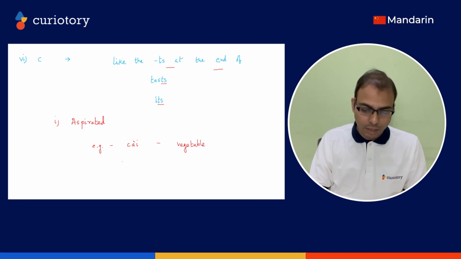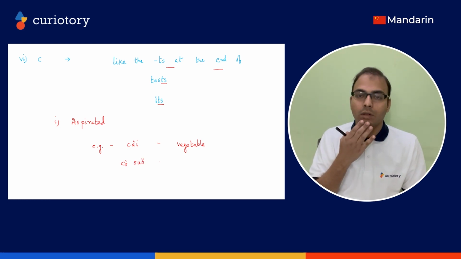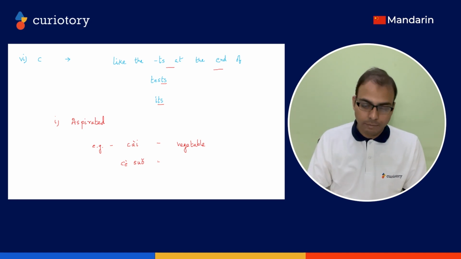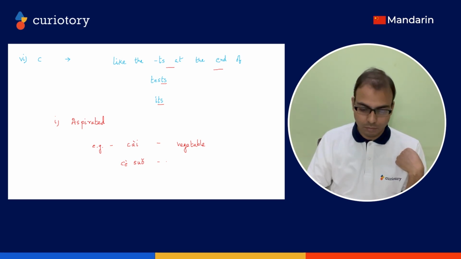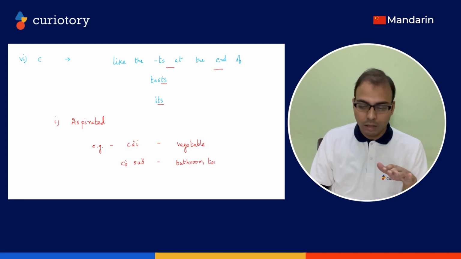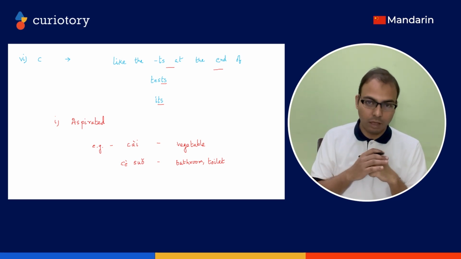One more example: ce suo. Ce suo. So you have to take care about two aspects. C is pronounced like the TS at the end of tests, and it should be aspirated, meaning air should come out of your mouth. And it means bathroom or toilet. Here the meanings are not that important. We have to take care how to pronounce C. So I hope C was clear to you, the two rules. It is pronounced like the TS at the end of tests and it is aspirated.